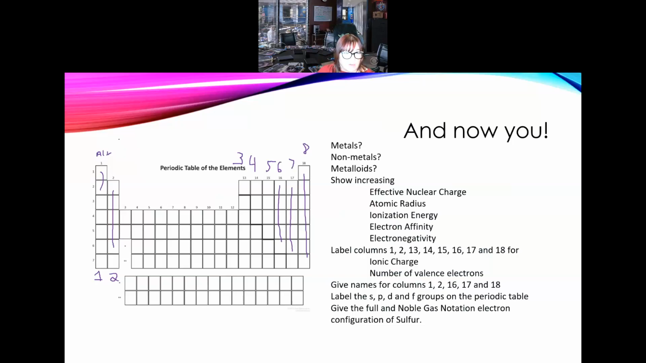Now, when we talk about blocks, we're talking about an S block here, a D block here, an F block down here, and a P block here. And what that means is as we add electrons, and we're in those particular groups, we're adding them to that type of orbital. Okay, so that's how that goes. And if you have questions about that, please let me know.